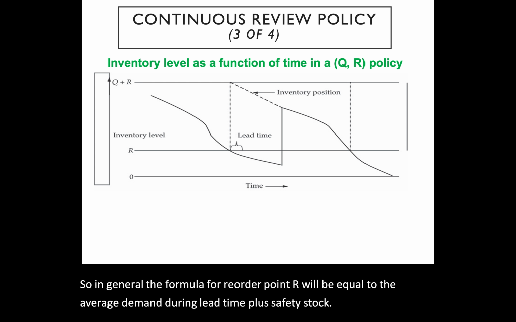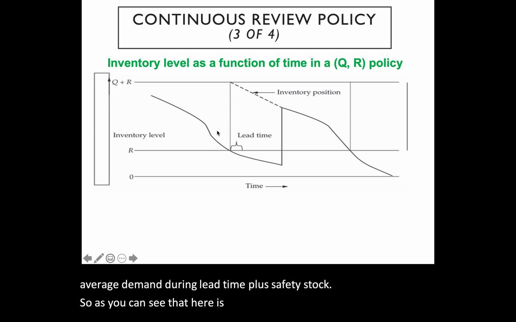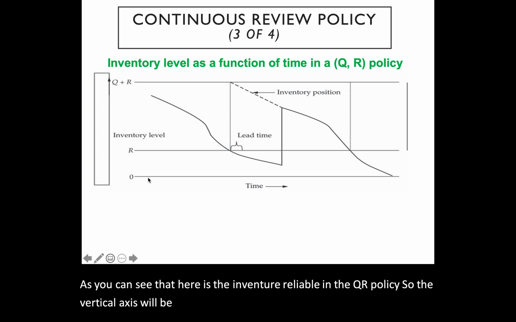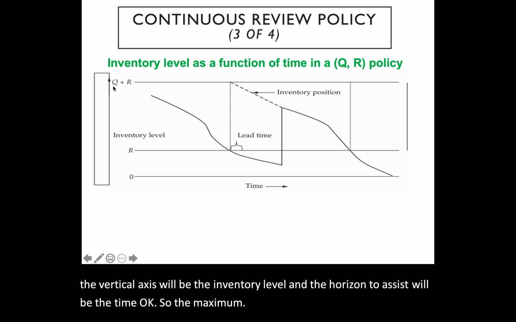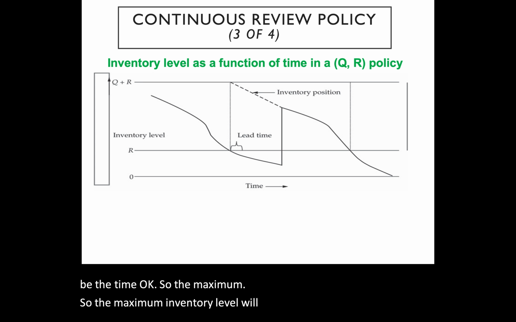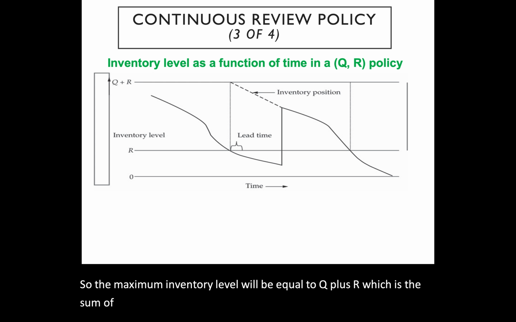So as you can see, here is the inventory level in the QR policy. The vertical axis will be the inventory level, and the horizontal axis will be the time. Okay, so the maximum inventory level will be equal to Q plus R, which is the sum of order quantity and reorder point.